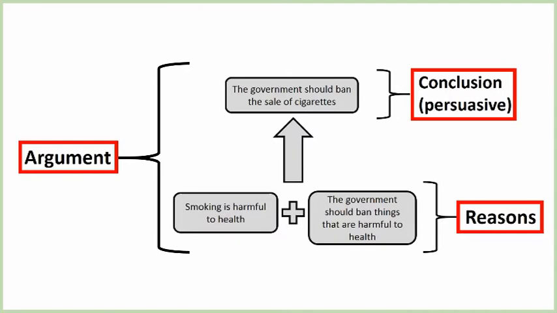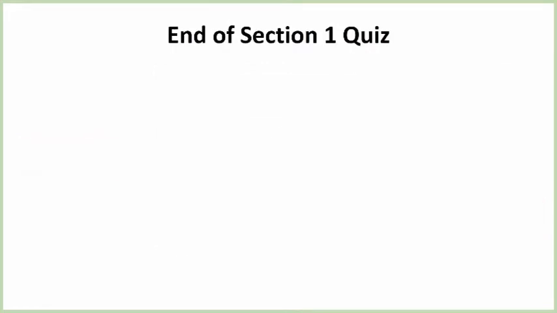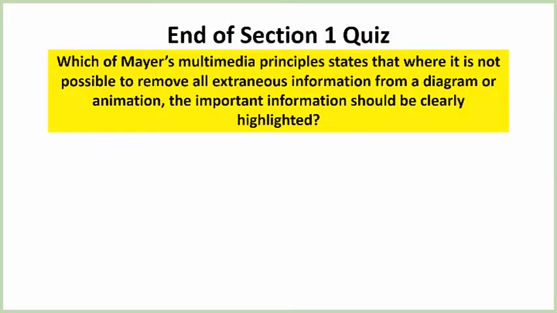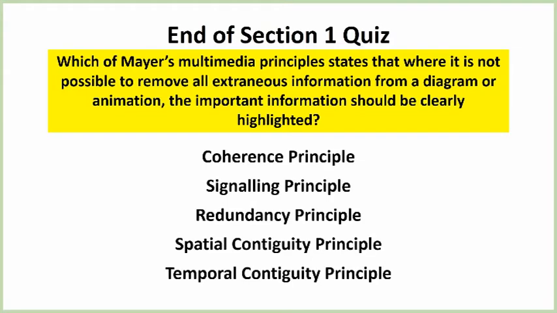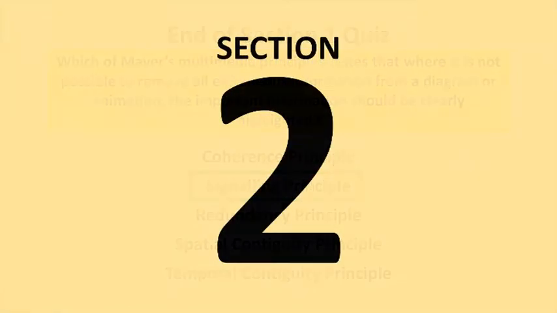Okay, let's wrap up this section with an end of section quiz. So, which of Mayer's multimedia principles states that where it is not possible to remove all extraneous information from a diagram or animation, the important information should be clearly highlighted? Well, it is of course the signalling principle. Okay, on to section 2.